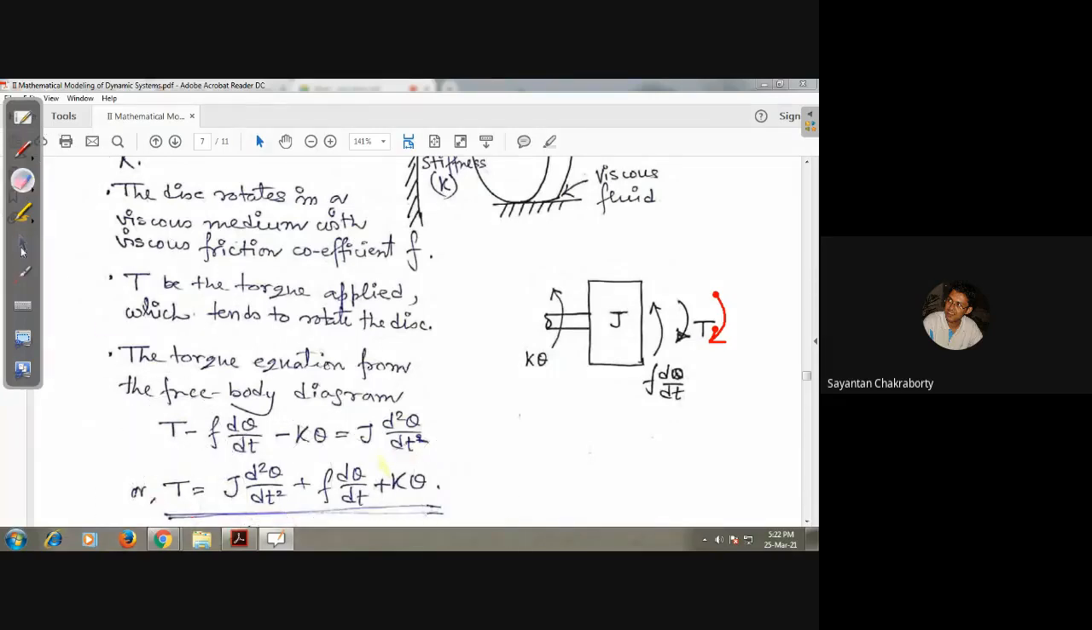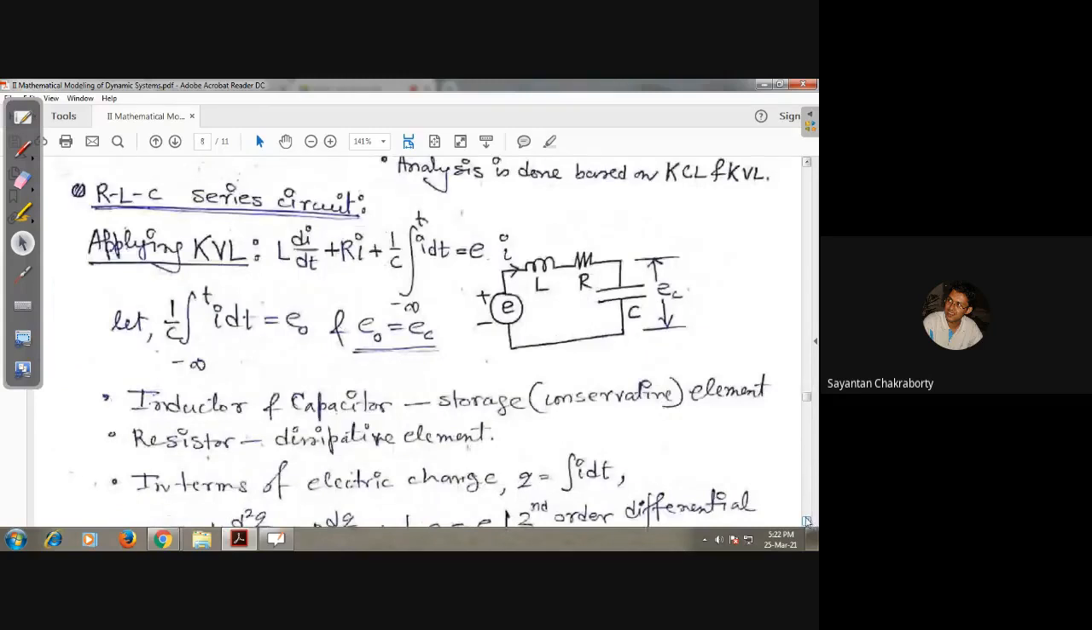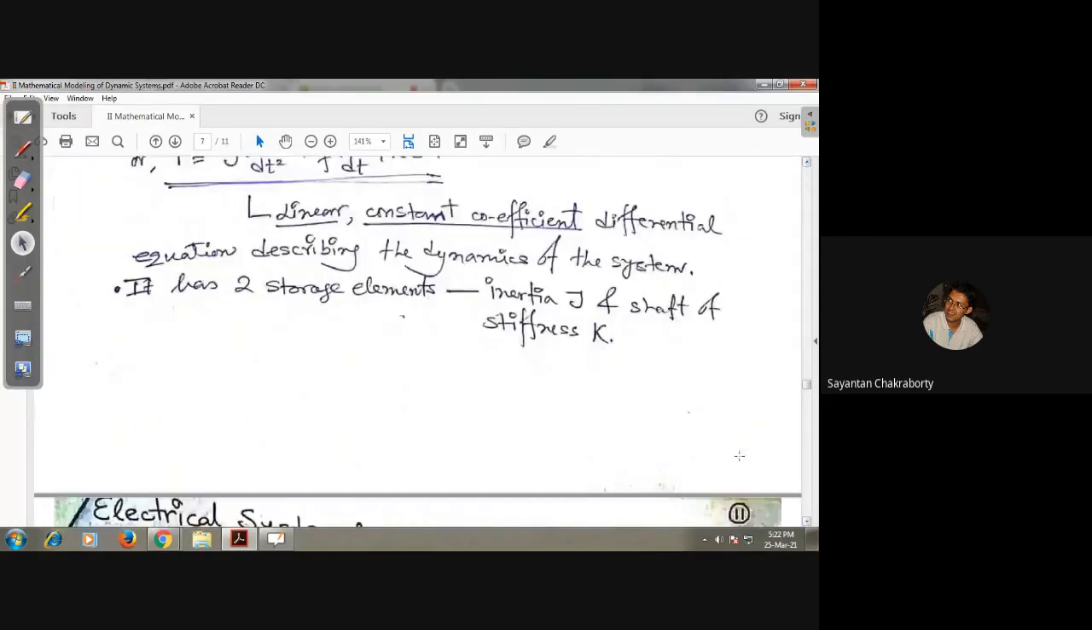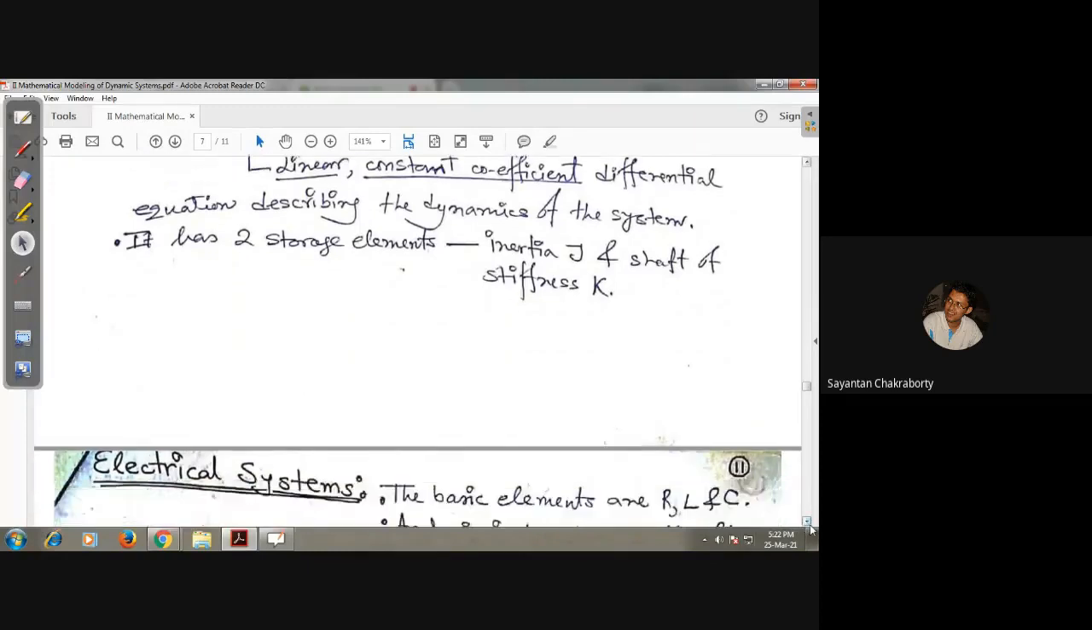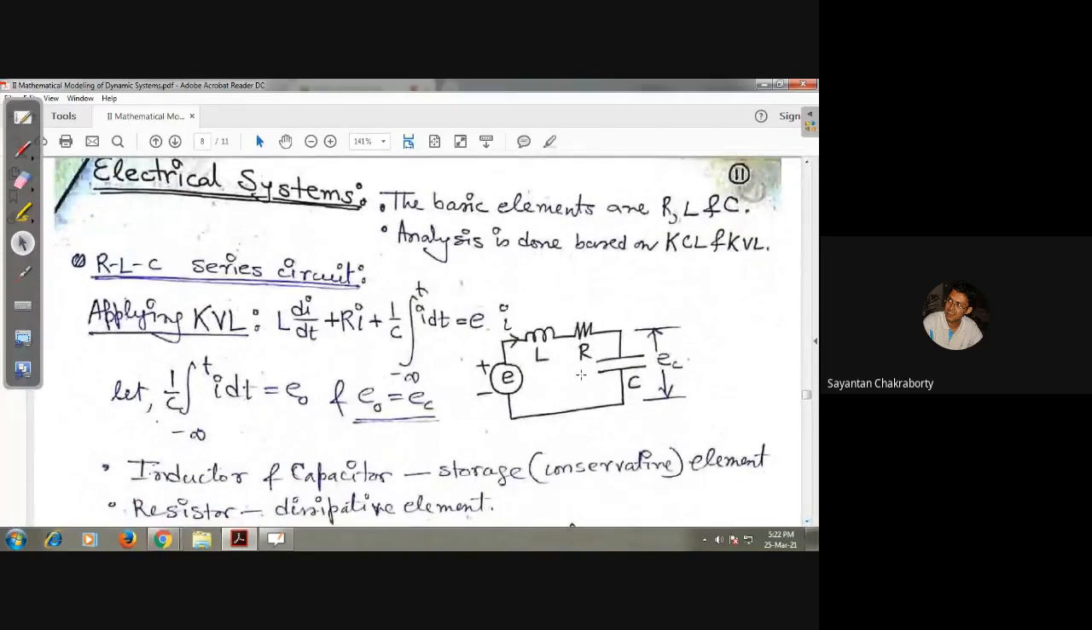Now the thing that I was talking about, the elements like mass and spring, they're like capacitor and inductor. They can store energy and that energy can be restored. Whereas a damper is like a resistor where the energy is only dissipated. You cannot store any energy. So let us consider now an electrical system. What is the electrical system? It's a series RLC circuit. So this is a given series RLC circuit.